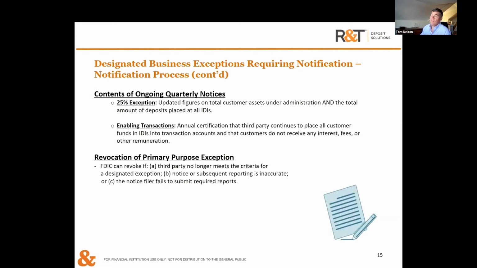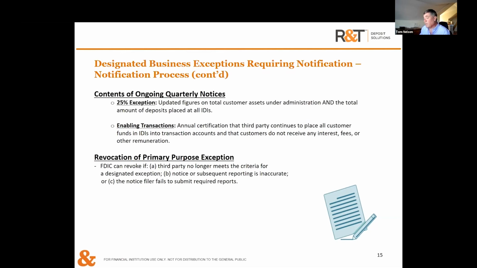On an ongoing basis, the entity that filed for this primary purpose exemption is going to have to continually update the FDIC with new information. For the 25% exception, they're just going to have to refile what their new assets under administration are and what their new cash number is, and that's it. For enabling transaction notices, they're going to have to do a certification that nothing has changed. They continue to place customer funds in transaction accounts pursuant to the primary purpose exemption rules that the FDIC has put in place.